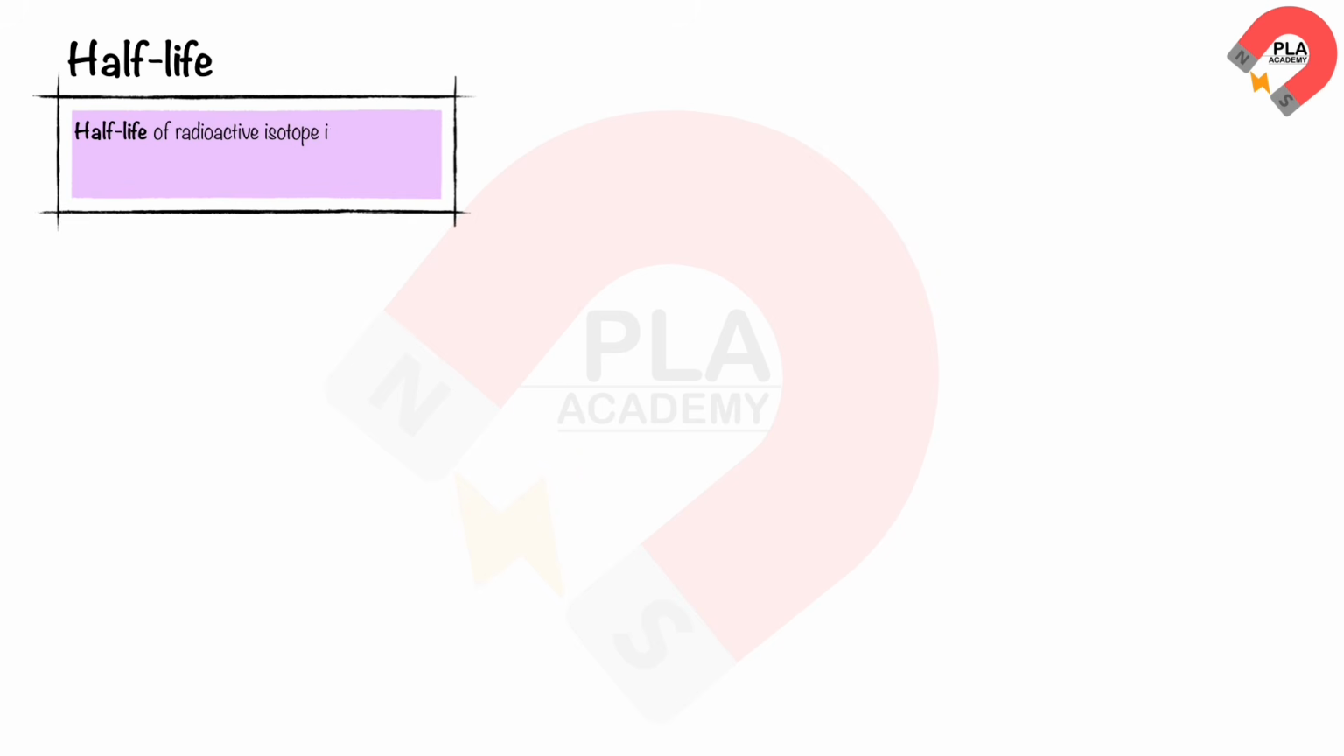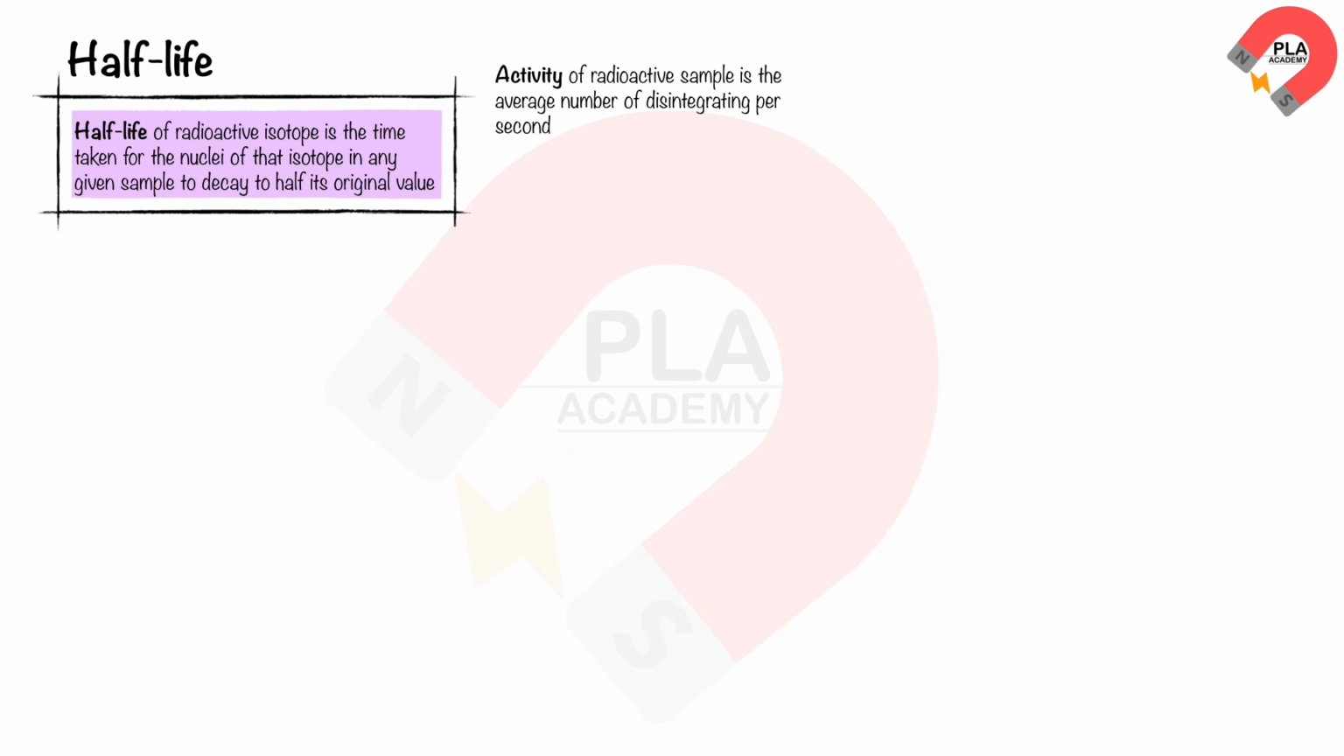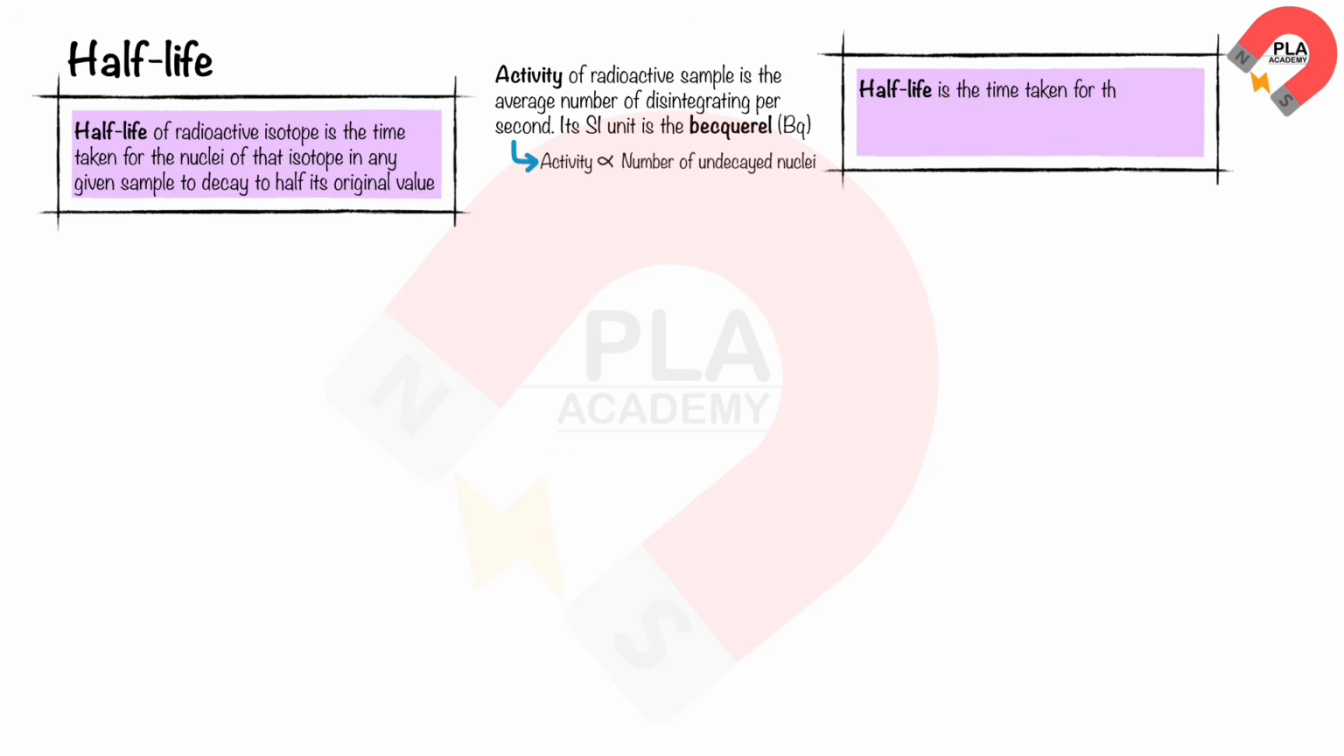Half-life of radioactive isotope. It is the time taken for the nuclei of that isotope in any given sample to decay to half its original value. Activity and half-life. Activity of a radioactive sample is the average number of disintegrations per second. The SI unit of activity is the becquerel. Since the activity is always proportional to the number of undecayed nuclei, half-life has another meaning. It is the time taken for the activity of any given sample to fall to half its original value.